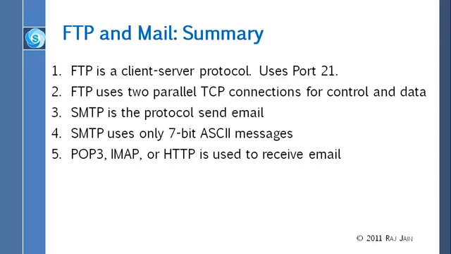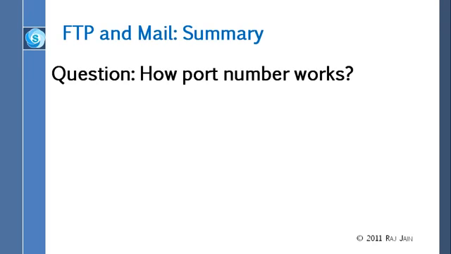FTP is a client server protocol and it uses port 21. It uses 2 parallel connections. When you use 2 parallel connections, that means you use 2 different port numbers. Port number 21 is for the control connection. SMTP is the protocol to send email, and it only does 7-bit ASCII. So there is a whole detail on how you convert messages to 7-bit. Then there are other protocols that can be used to receive the email. But port numbers can be negotiated.